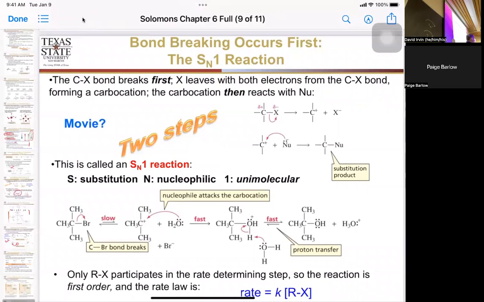And then this is very reactive, and we'll see that by the energy diagram. And so it reacts very quickly with anything. And in this case, it reacted with neutral water. And so when it reacted with neutral water, we ended up with a positively charged substrate. And when we end up with a positively charged substrate, we have to lose a proton to get to our final product. So our rate law here is a first order rate law.